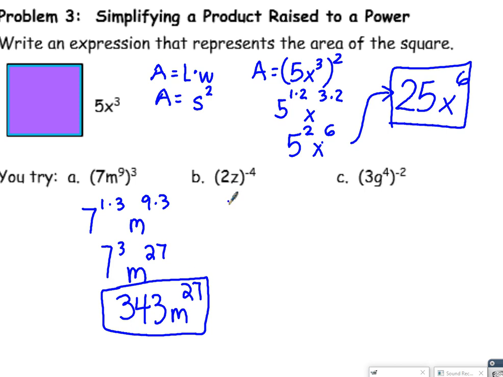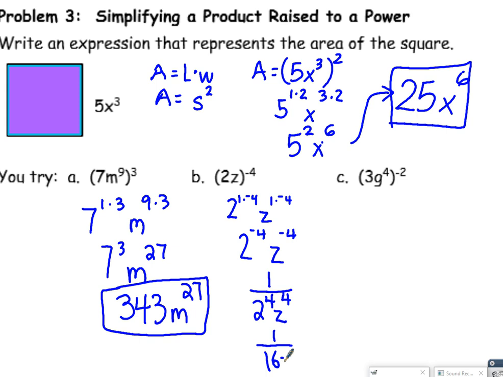Letter B, 2 to the 1 times negative 4, z to the 1 times negative 4. That gives you 2 to the negative 4, z to the negative 4. Both are negative, so both have to move to the denominator. So then you get 1 over 2 to the 4th, z to the 4th. 2 to the 4th power is 16, so 16z to the 4th.